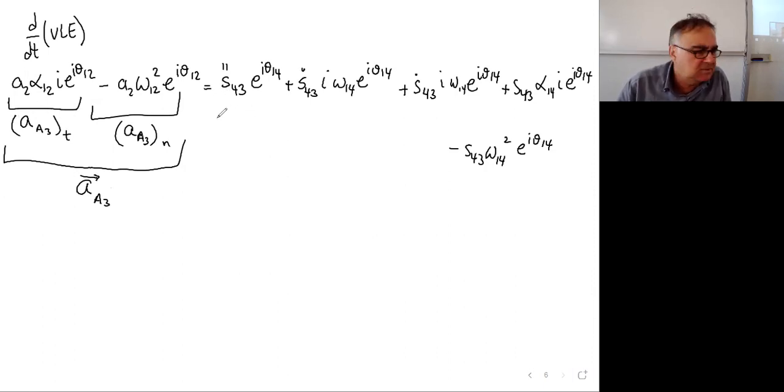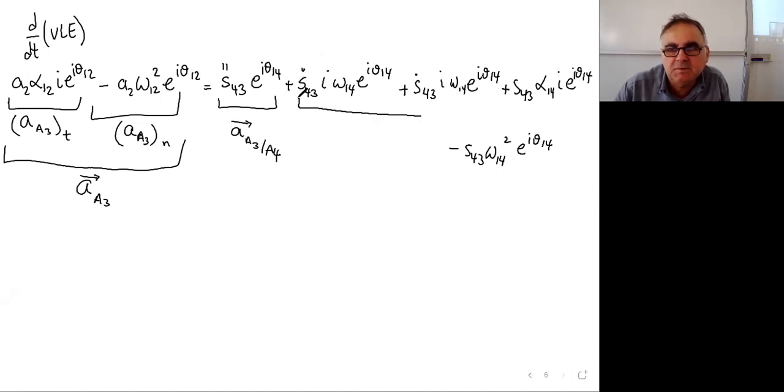Now this point is kind of easy to understand. This is acceleration of A3 with respect to A4. Okay. Now these two terms are added up. You will get 2 S43 dot i omega 1,4, etc. This is the Coriolis term.